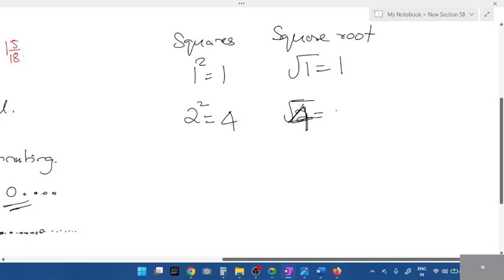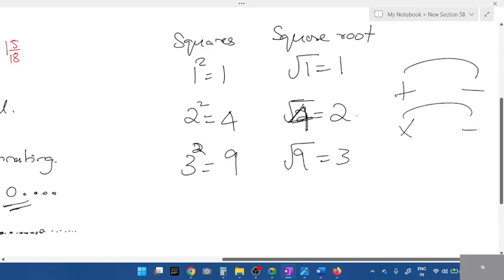Just the opposite. Square root of 4 is 2. Yes. And 3 square is 9. And how much is square root of 9? 3. You all should remember this concept. See, in a simple linear equation, plus becomes minus, multiplication becomes division. You all are aware of all this.